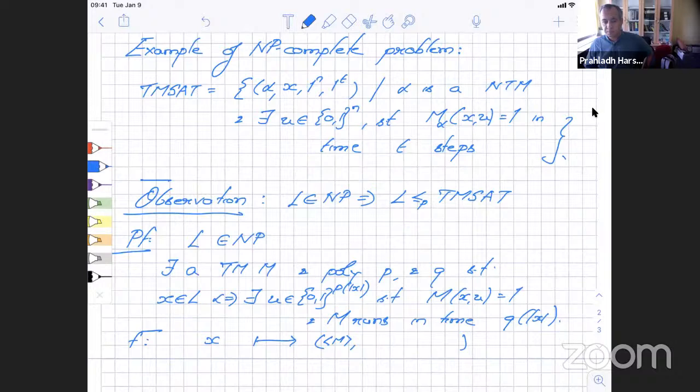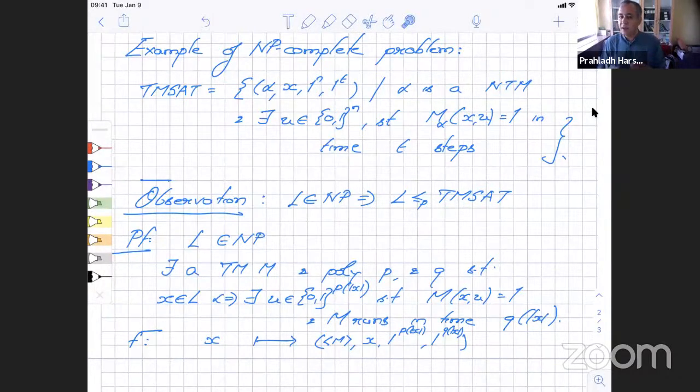N is p mod x and t is q mod x. So for x, you give 1 to the power p mod x, and 1 to the power q mod x. You should now notice that whatever I have written over here and whatever is written over here exactly match. So x will be in the language L if and only if this is in the language TM-SAT. That should be clear from the way I stated it.